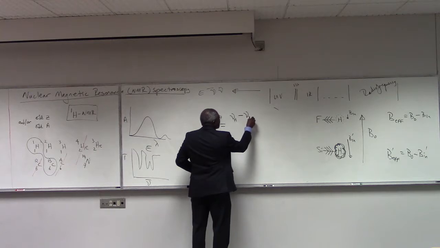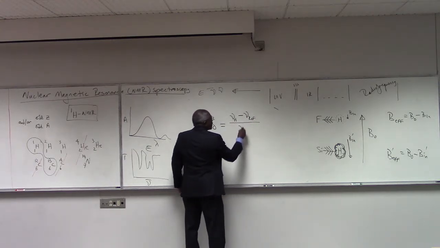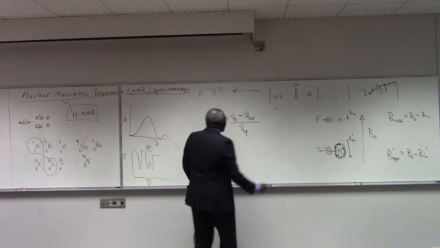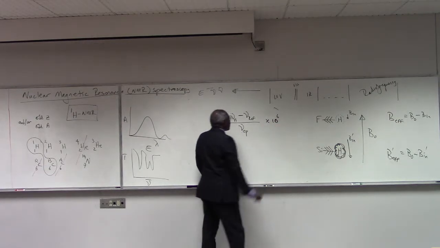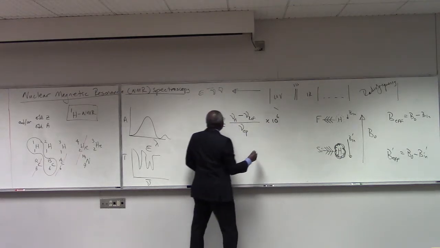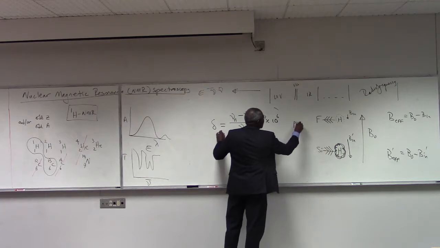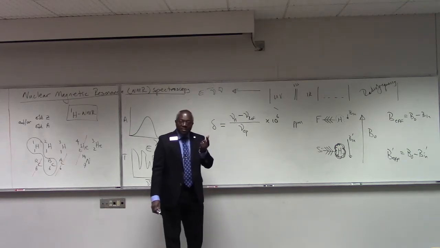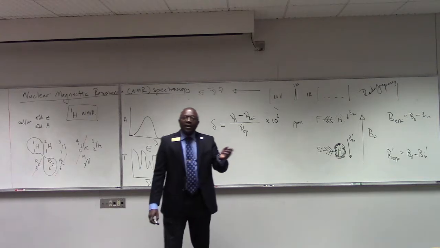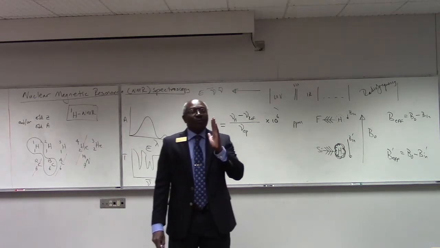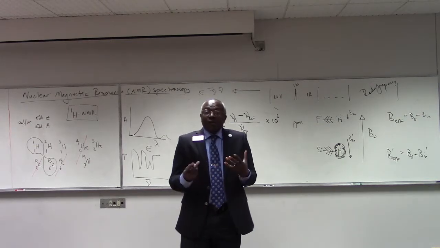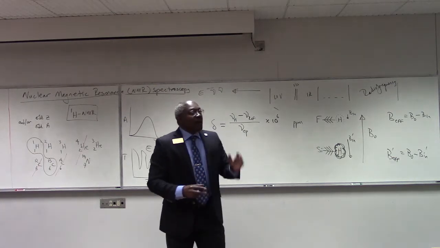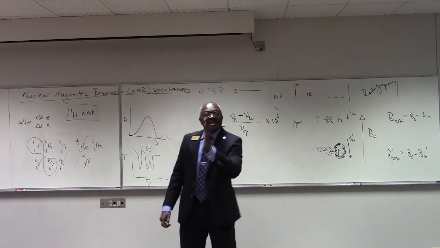minus the frequency of a reference proton over the operating frequency of the instrument, 60 megahertz, 100 megahertz, 300 megahertz, times 1,000,000. And so what this does is it makes this a parts per million number. So the units of delta would be parts per million. So really, your delta value is a difference, a relative number. We look at the frequency at which our proton under consideration appears, and that's a consequence of the chemical environment of the proton, how shielded or de-shielded it is. We look at that frequency relative to the frequency of a standard.